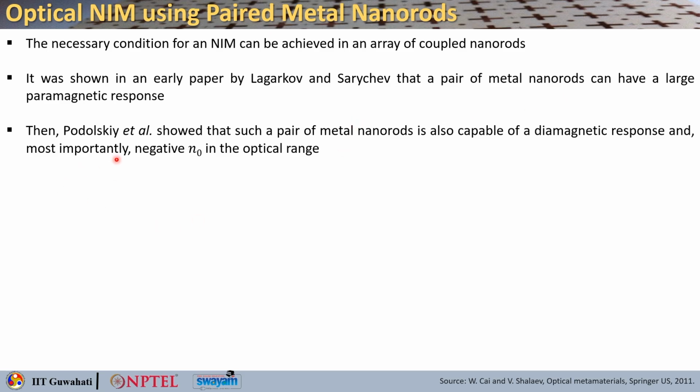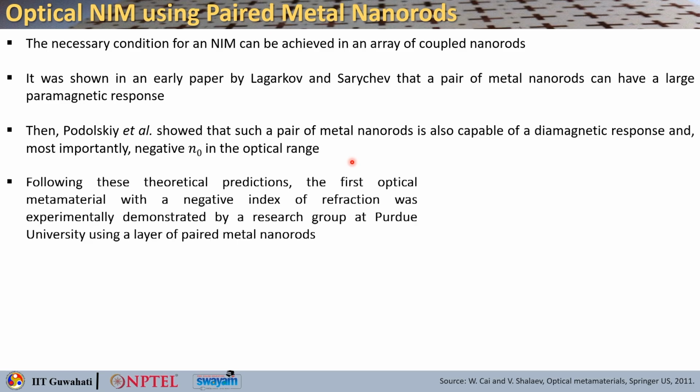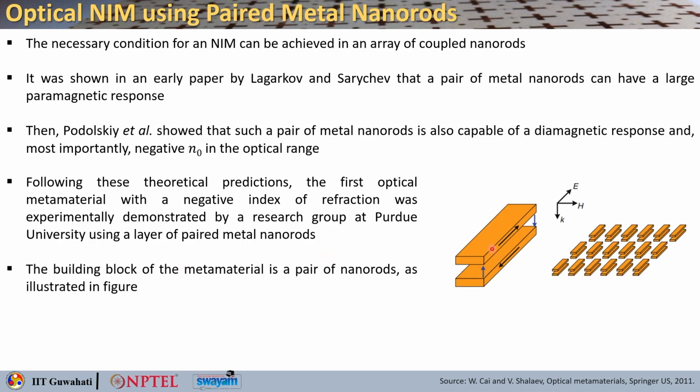And then Podolskiy and his group showed that such pairs of metal nanorods are also capable of diamagnetic response, and most importantly they can give you negative refractive index in the optical range. Following these theoretical predictions, the first optical metamaterial with negative index of refraction was experimentally demonstrated by a research group at Purdue University by using a layer of paired metal rods like this.